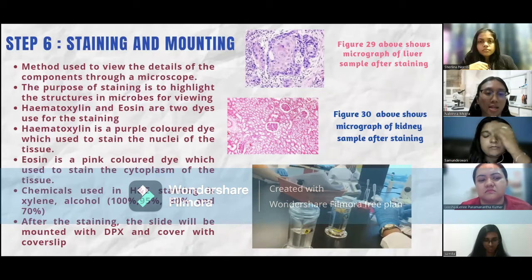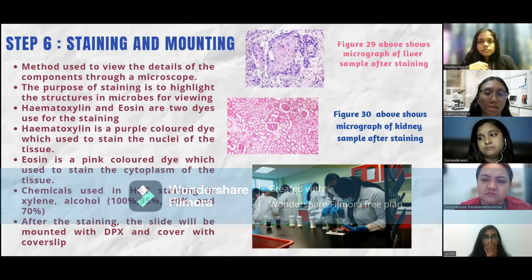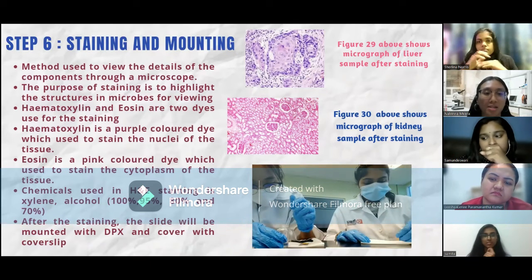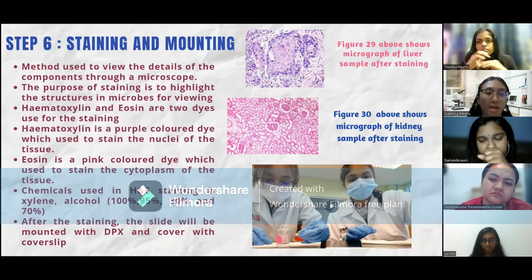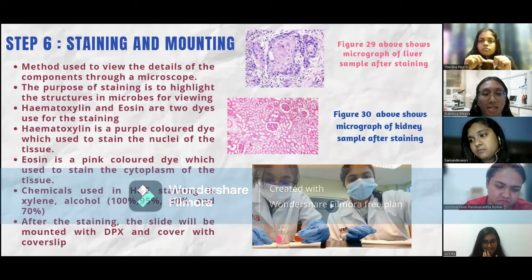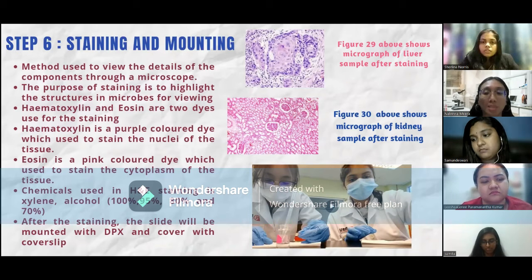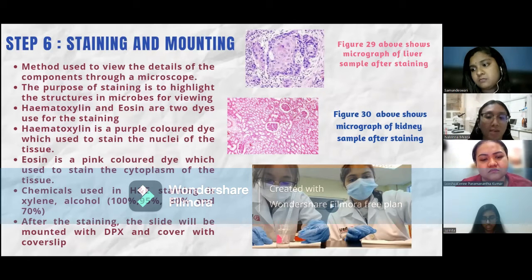Next step is staining and mounting, which is used to view the details of the components through the microscope. The purpose of the staining is to highlight the structures of the tissue for viewing, and hematoxylin and eosin are 2 dyes used for the staining. Hematoxylin is a purple color dye that is used to stain the nucleus of the tissue, and eosin is a pink color dye which is used to stain the cytoplasm of the tissue. The chemicals used in the H&E staining are xylene and alcohol 100%, 95%, 80%, and also 70%. After the staining, the slide will be mounted with DPX and covered with a cover slip. Next.